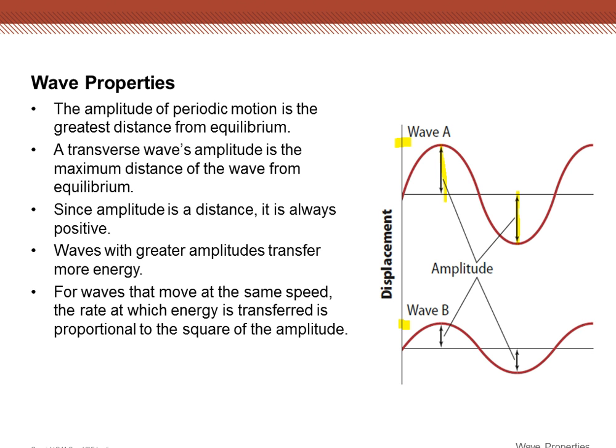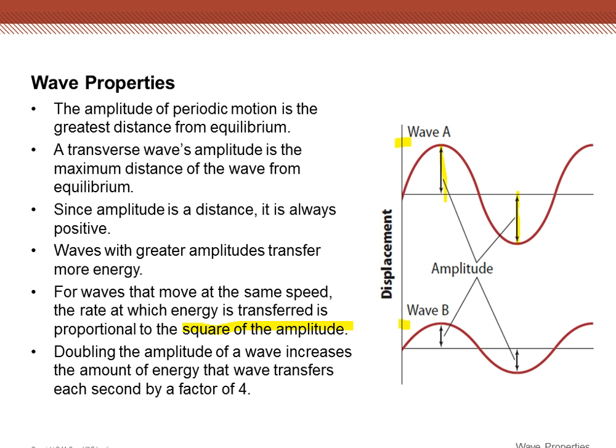And for waves that move at the same speed, the rate at which energy is transferred is proportional to the square of the amplitude. The key that you need to remember here is that when you double the amplitude of a wave, the amount of energy that the wave transfers increases by a factor of 4. So that's why it has this square relationship here. So we double the size of the wave, we make it twice as big. That requires 4 times as much energy.